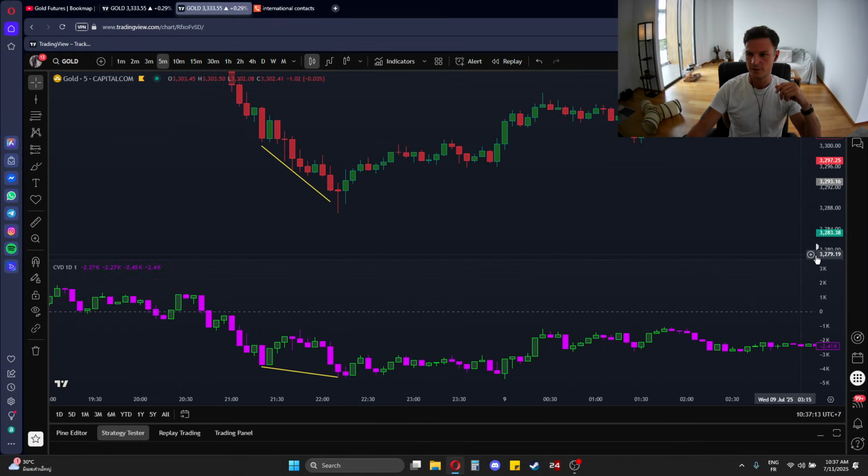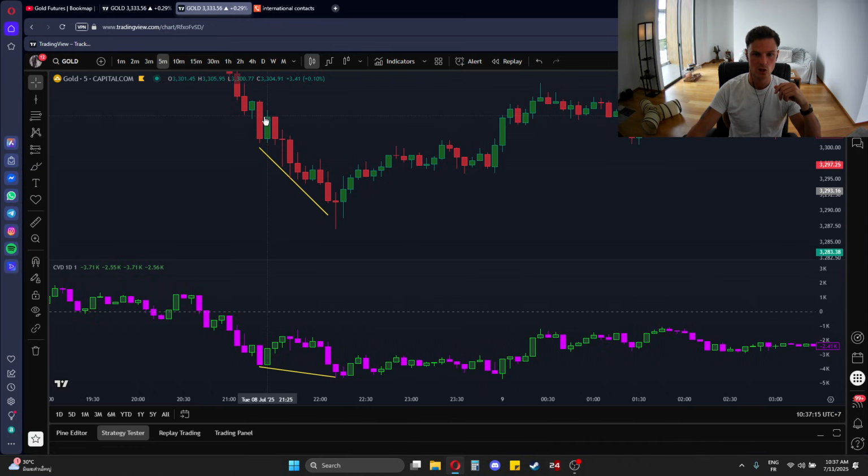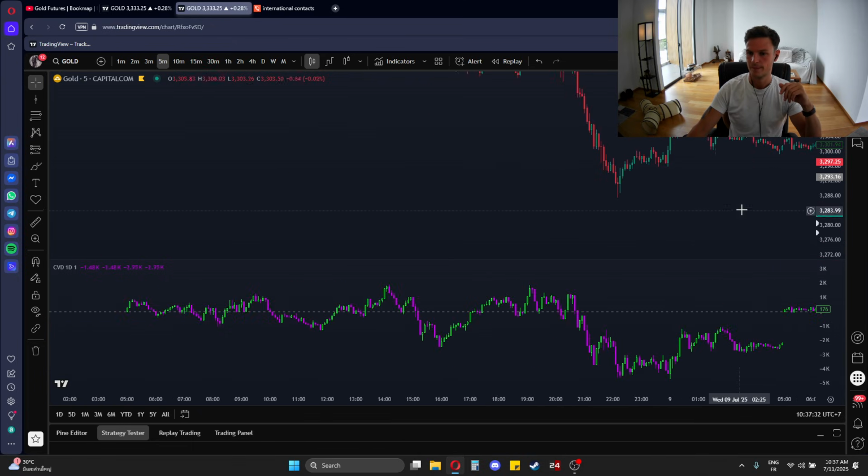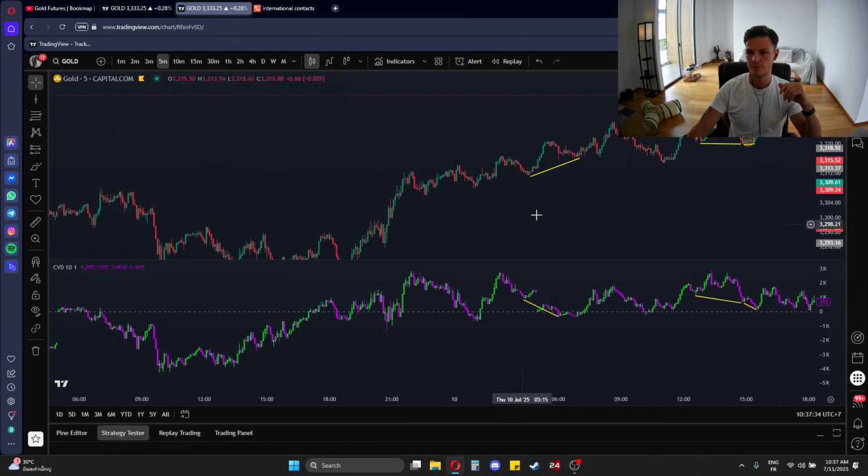So what's happening here? We're making lower lows. Oh, wait a second. That doesn't work at all. I'm sorry, it's not a good example. We're making lower lows here as well. My bad. The price is converging. We're making lower lows here, and we're also making lower lows. We do reverse, but that's not a setup for me. Do I have any other examples?